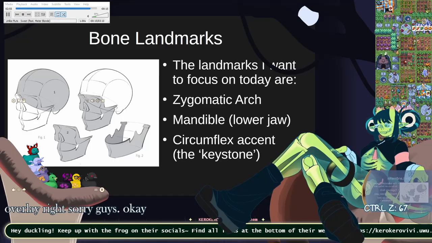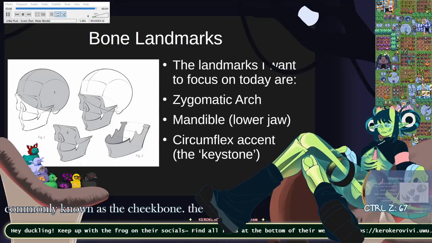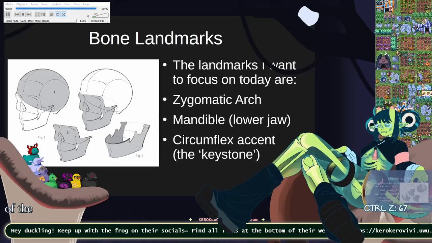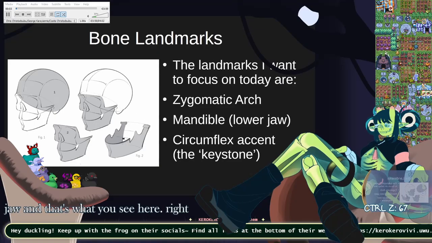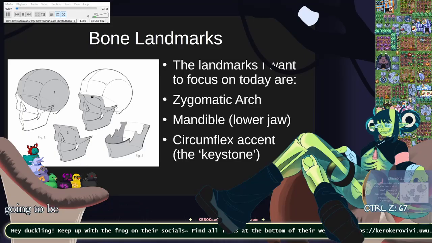Okay, here we go. So, we're focusing on the zygomatic arch, more commonly known as the cheekbone. The front plane of the cheekbone is what I'm mostly focusing on. The mandible, which is the lower jaw, and that's what you see here, right? And then the circumflex accent, which is going to be this little bit right here.